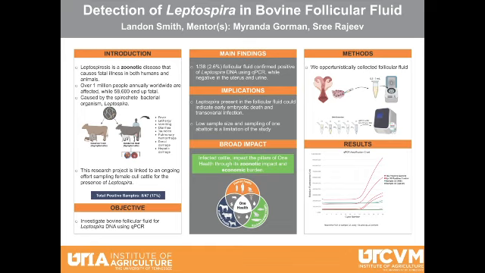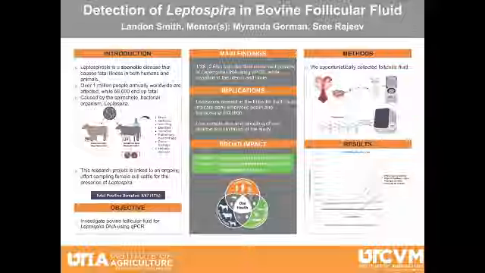Now, leptospirosis is caused by the spirochete bacterial organism called Leptospira, which comes from the Greek words lepto, meaning fine, and spira, meaning coil. While our project is linked to an ongoing effort sampling female culled cattle for the presence of Leptospira, we decided, because we saw positives in the uterus and urine, can it also be positive in the follicular fluid? In our original project, we found 8 out of 47 positive in the uterus.